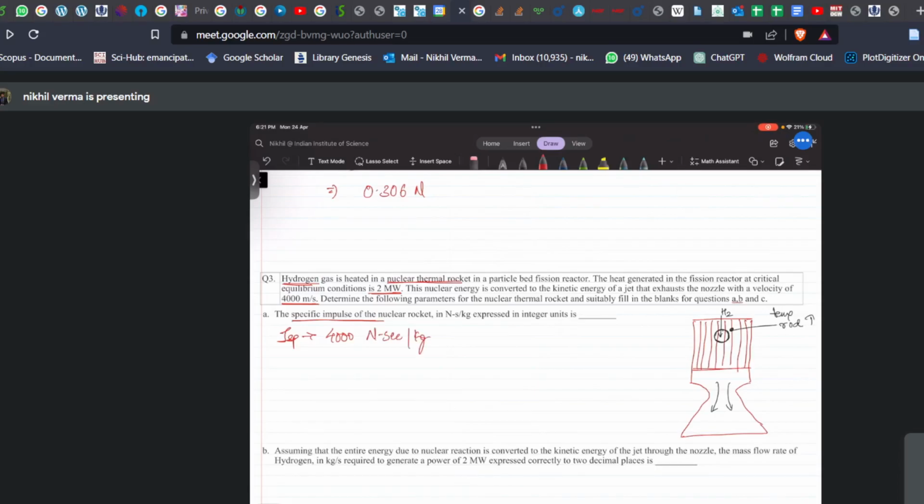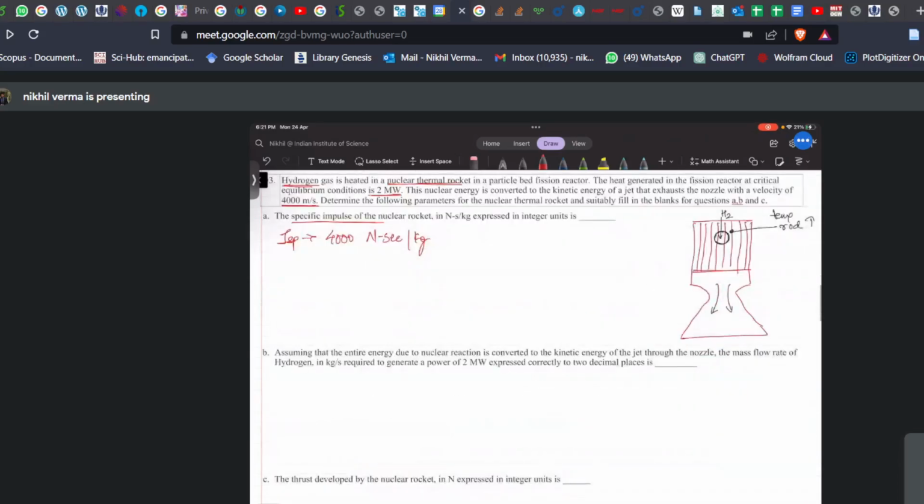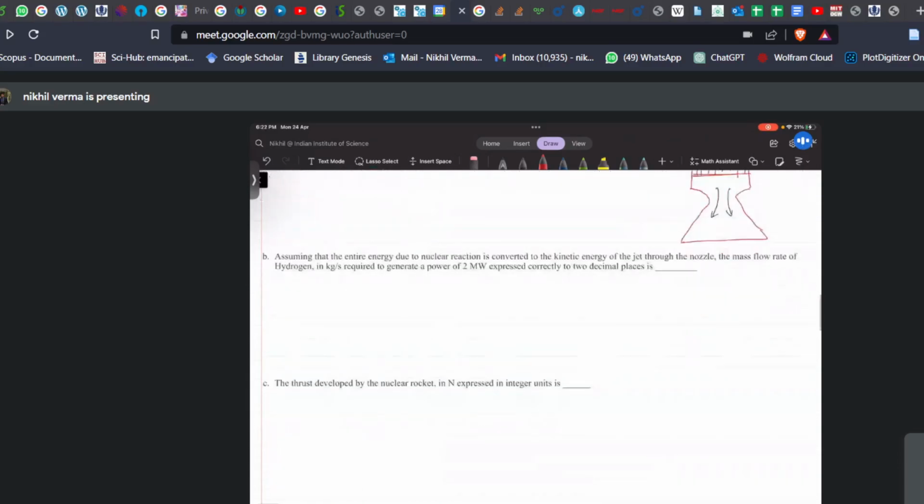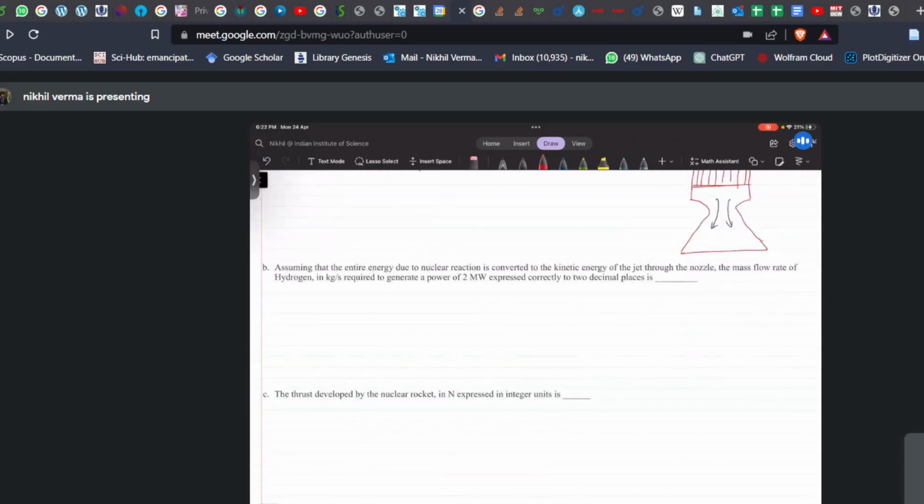Okay, so next we have to calculate, if the entire energy is converted into the kinetic energy of the jet, what is the hydrogen in kgs per second that is required to generate a power of 2 megawatt. So we have to calculate what is the mass flow rate of hydrogen.